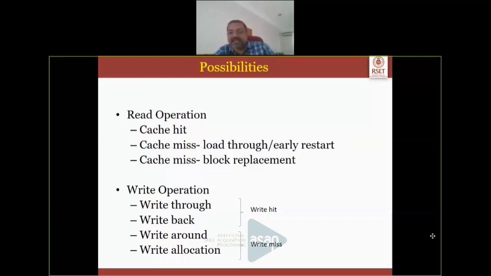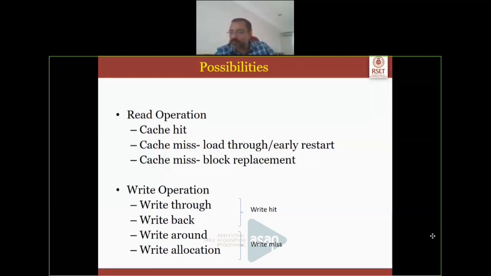Now, if it is a write hit, how will the processor operate? It can be operated in two different ways. Let me make it simple. When we take some information from the primary memory to the cache memory, if there is any update by the processor, it has to be updated in the primary memory, for sure. Now, write through and write back are two different methods in write hit.